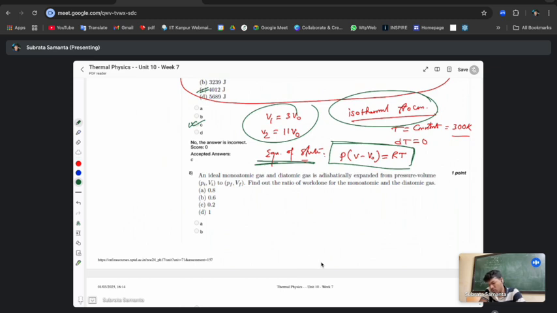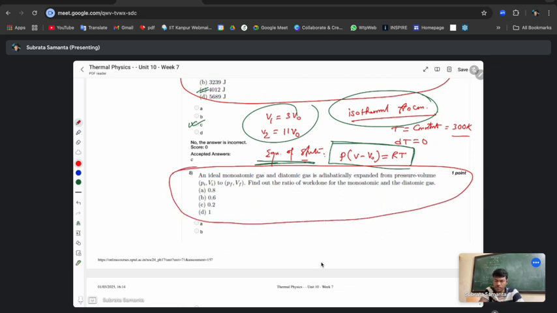Okay, so now go back to problem 8. An ideal monatomic gas and a diatomic gas is adiabatically expanded from pressure and volume Pi, Vi to Pf, Vf. Find out the ratio of work done for the monatomic gas and the diatomic gas. So the process is important, the adiabatic expansion. You know what the adiabatic process is and what the work done for this process is. The monatomic gas and diatomic gas, I will come to this point later.